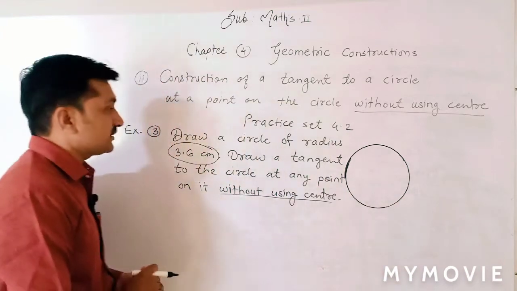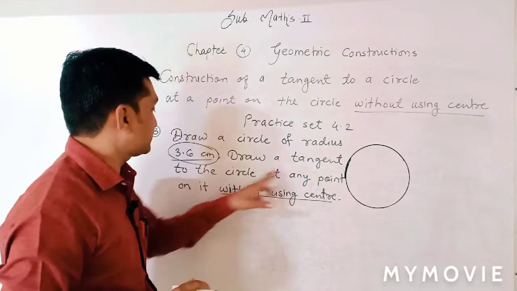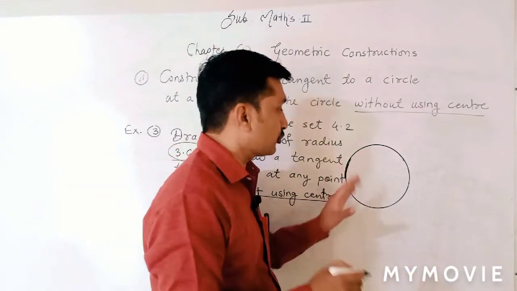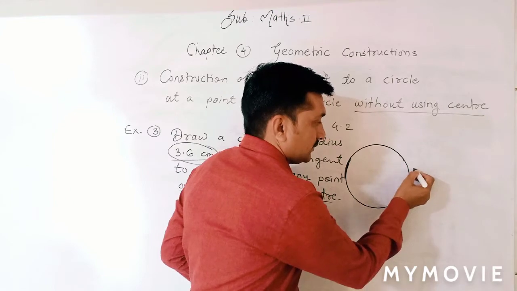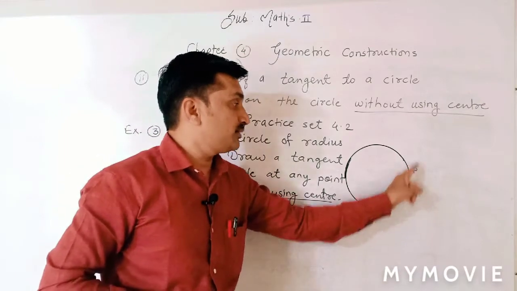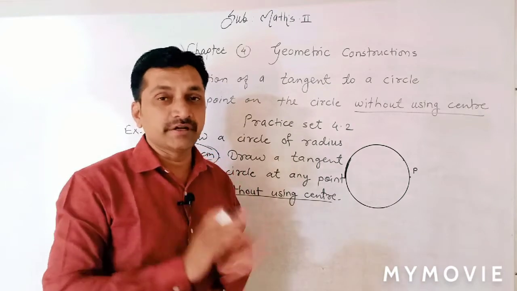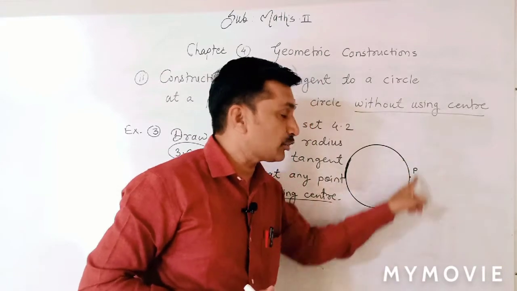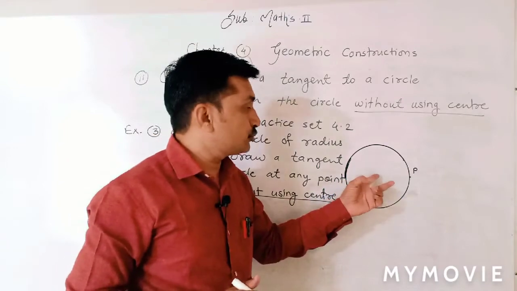Okay. Now what is next? We have drawn the circle. Draw a tangent to the circle at any point on it. Now for that, I take a point here and I give it the name P. From P we have to draw a tangent, but without using the center. Now if the center is not there, we cannot draw the radius, we cannot extend, we cannot take more than half distance like in the previous construction. Now without using it, how to do?